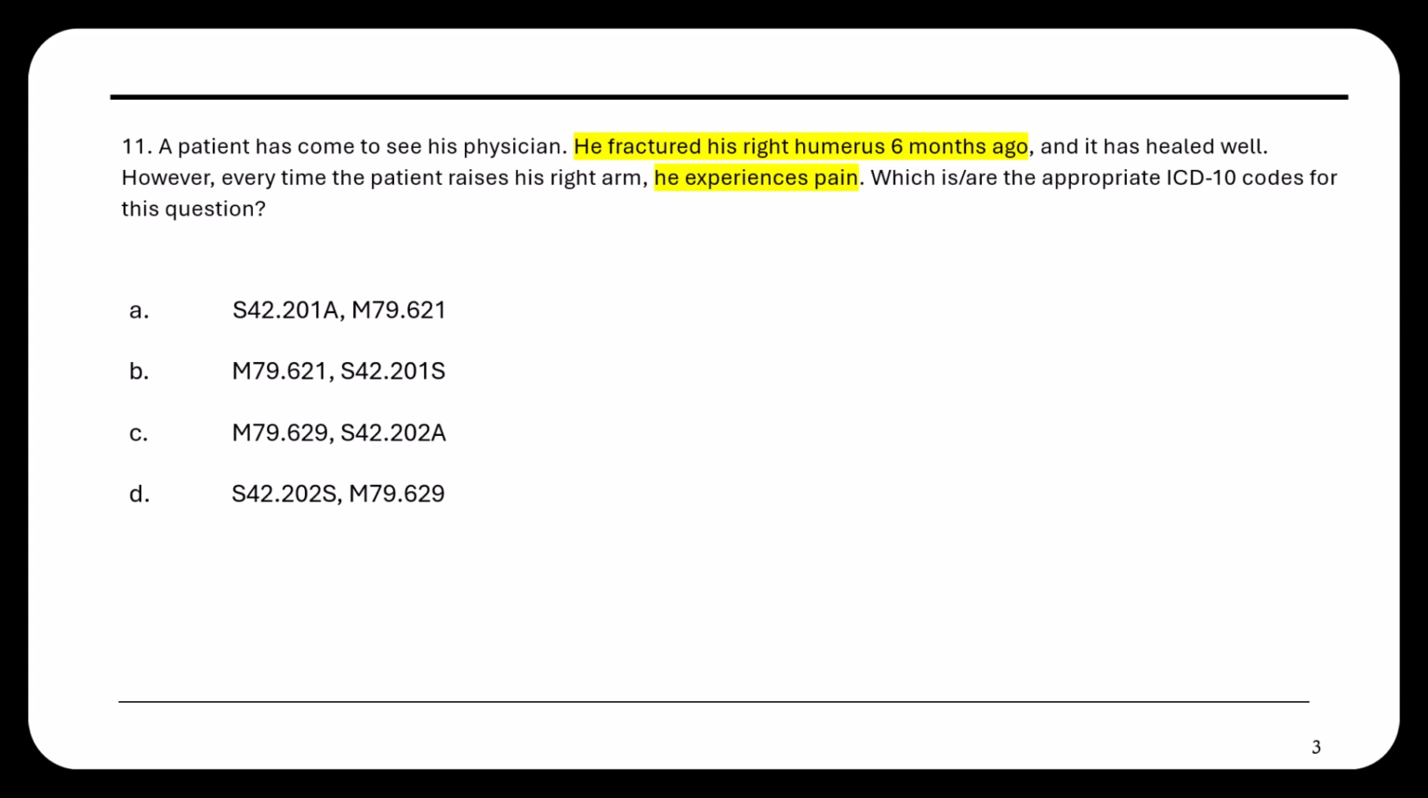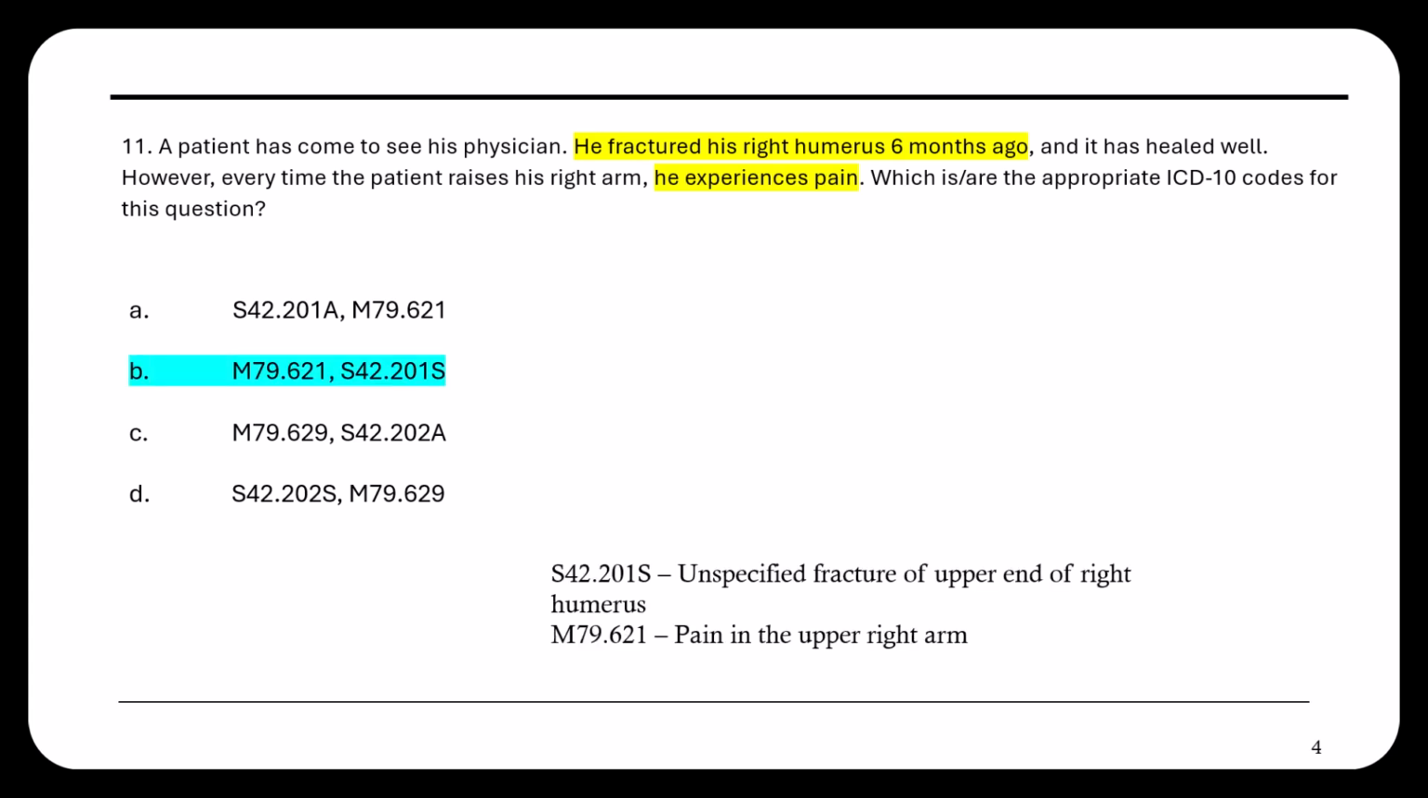So we have B that has the S code with an S for the seventh character, and D, which has an S code with the S as a second character. So we would not need A or C. We know that because we know the S is sequela, and the S is for a late effect or an old injury. Now, he's here for pain. The answer is he's here for pain. You would not put the S code first. The S code is an old fracture injury. That comes second. The answer for this case is B.